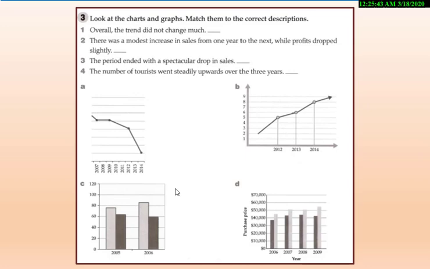Number 3. The period ended with a spectacular drop in sales. Number 4. The number of tourists went steadily upwards over the 3 years. Now you will be allowed 1 minute only to match the statements to the correct descriptions. Start, please.